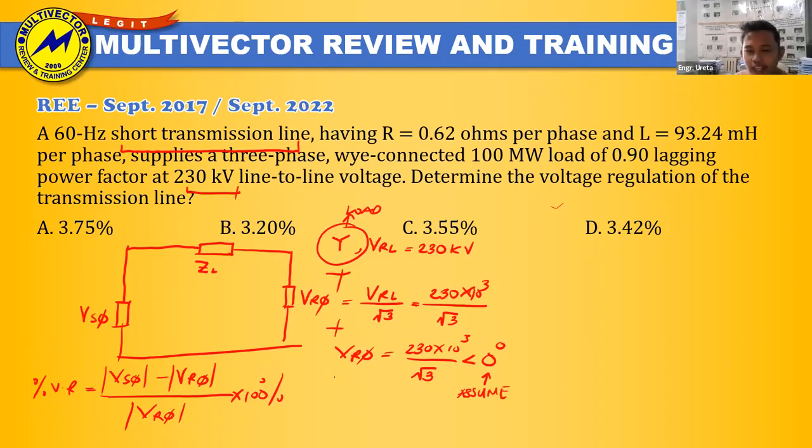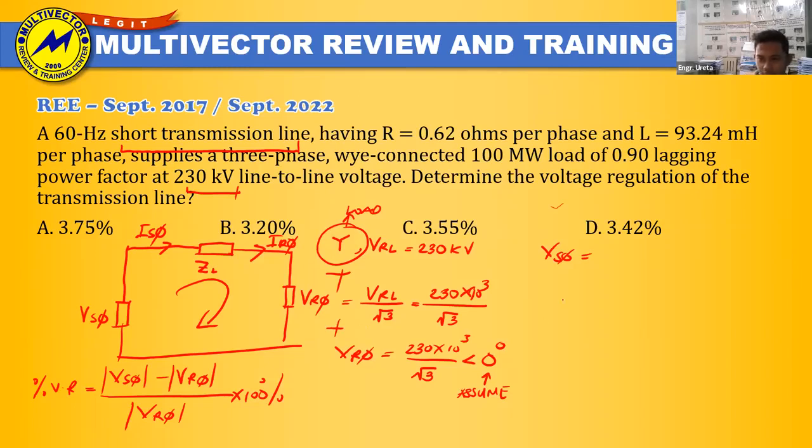Meron na tayong magnitude ng ating receiving end voltage. In terms of the sending end voltage, ito naman yung formula. Magki-KVL lang ako. The sending end voltage per phase is equal to the voltage drop across our line impedance, which is the sending end current, which is also equal to the receiving end current. Bakit equal sila? Series lang naman sila, connected in series. Therefore, yung sending end current natin is equal to the receiving end current per phase natin.